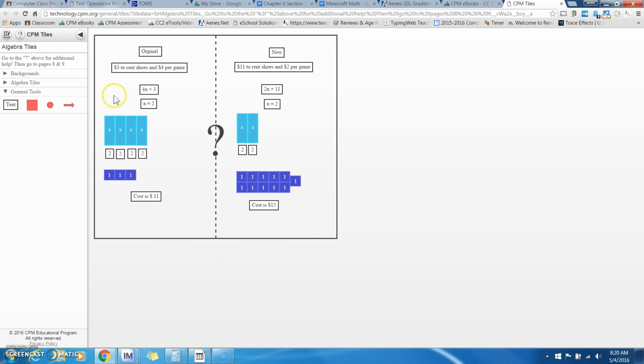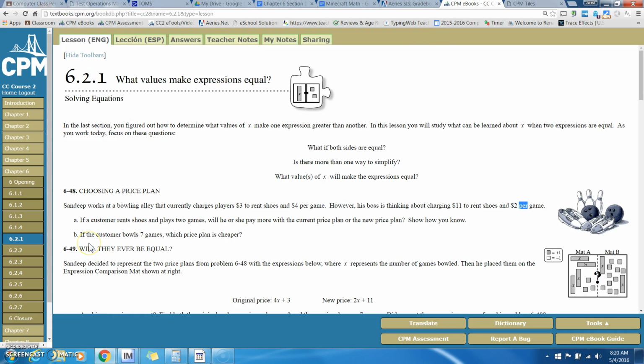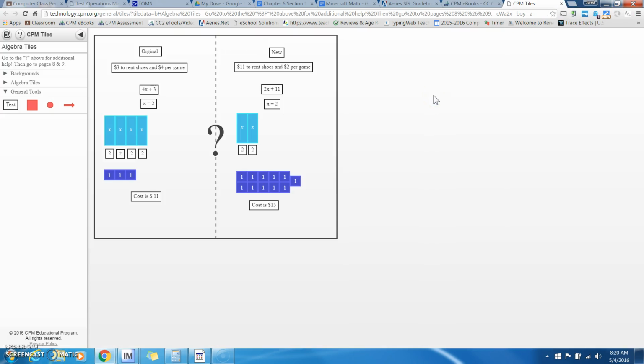So now let's go back to B. B says if the customer bowls 7 games, which plan is cheaper? Now, instead of using algebra tiles, let's do this just mathematically. So I set up the comparison mat with x equaling 7 on both sides. By doing this, I could solve it by replacing x with 7 and doing repeated addition to figure out which is bigger. However, over here on the right, I have it set up how you would do it algebraically. Replacing x with 7, we have 4 times 7 plus 3. For 2x plus 11, we have 2 times 7 plus 11.